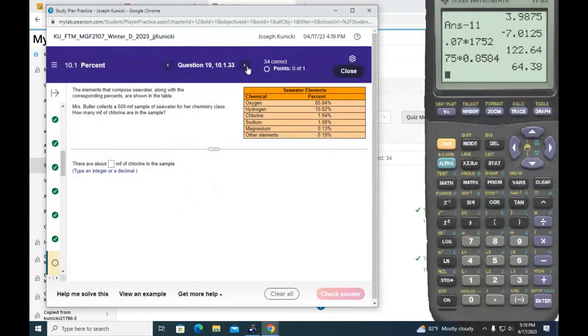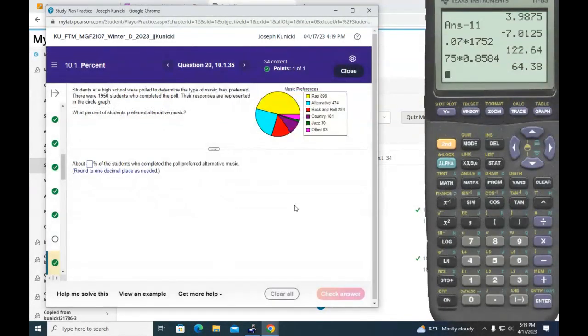Let's see, 35. Another one of these. Now it's going to go the other way. They're going to ask us for what the percentage is. They give us the numbers. Those numbers add up to 1,950, all 6 categories added together. And they want to know how many are in the alternative.